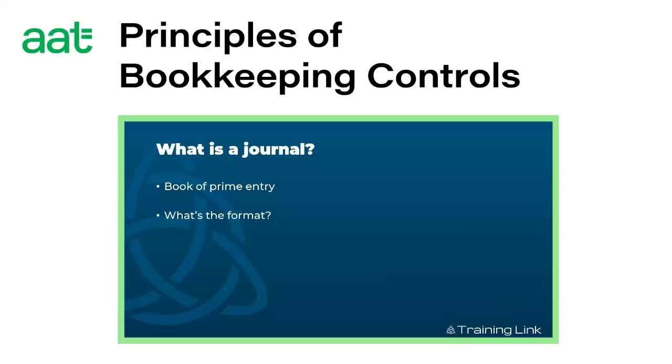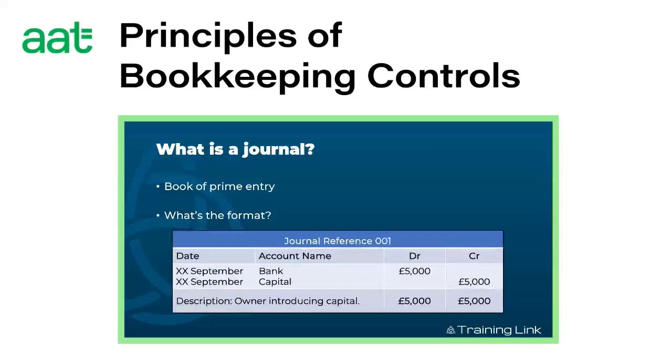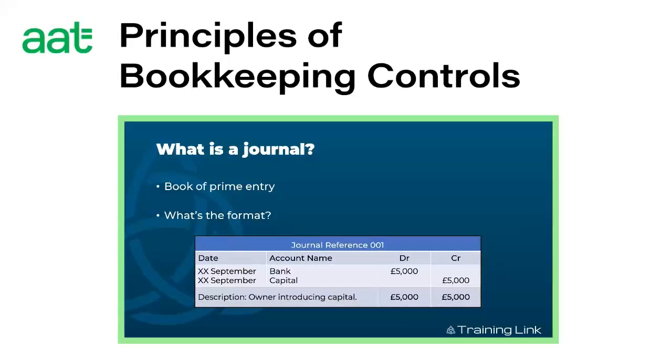Okay, so what is the format? I think this is something that people do struggle with to start off with. They get the double entry to a certain extent, but then having to put it in a journal format does take a little bit of practice. So let's get up an example. We've stuck with journal reference 001. We'd always have a journal number. Now, this isn't a fixed representation, so you can change the format slightly. However, it should contain pretty much all the information that I've included on here.